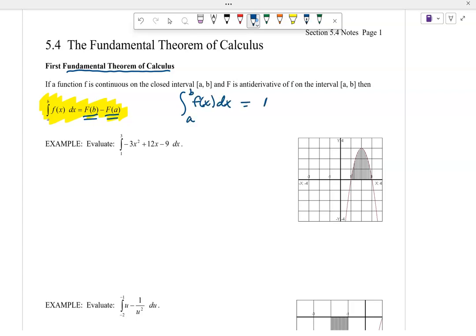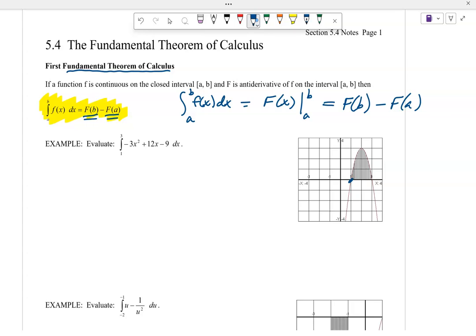So we find the antiderivative from a to b. So we plug in b, subtract, and we plug in a. Okay, that's the fundamental theorem of calculus. So let's look at this first one here. From 1 to 3 of negative 3x squared plus 12x minus 9. You can see it on the right.